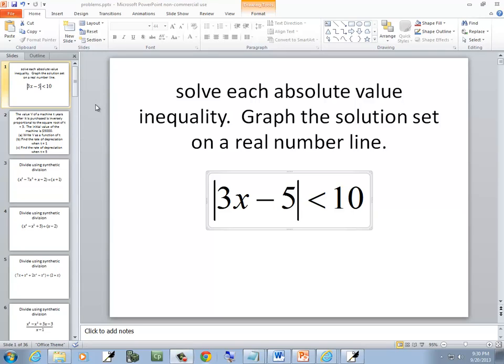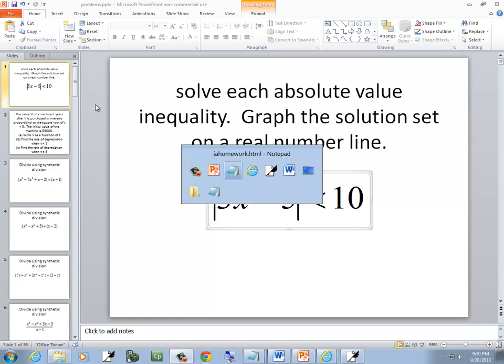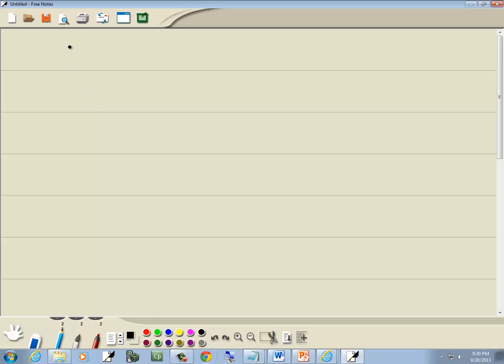In this problem, we want to solve this absolute value inequality and graph the solution set on a real number line. So we've got the absolute value of 3x minus 5 is less than 10. Now the absolute value has to be by itself on the left side, no numbers in front of it, no numbers after it, and it is. So then whatever's inside our absolute value is our p, and the other side is our q.